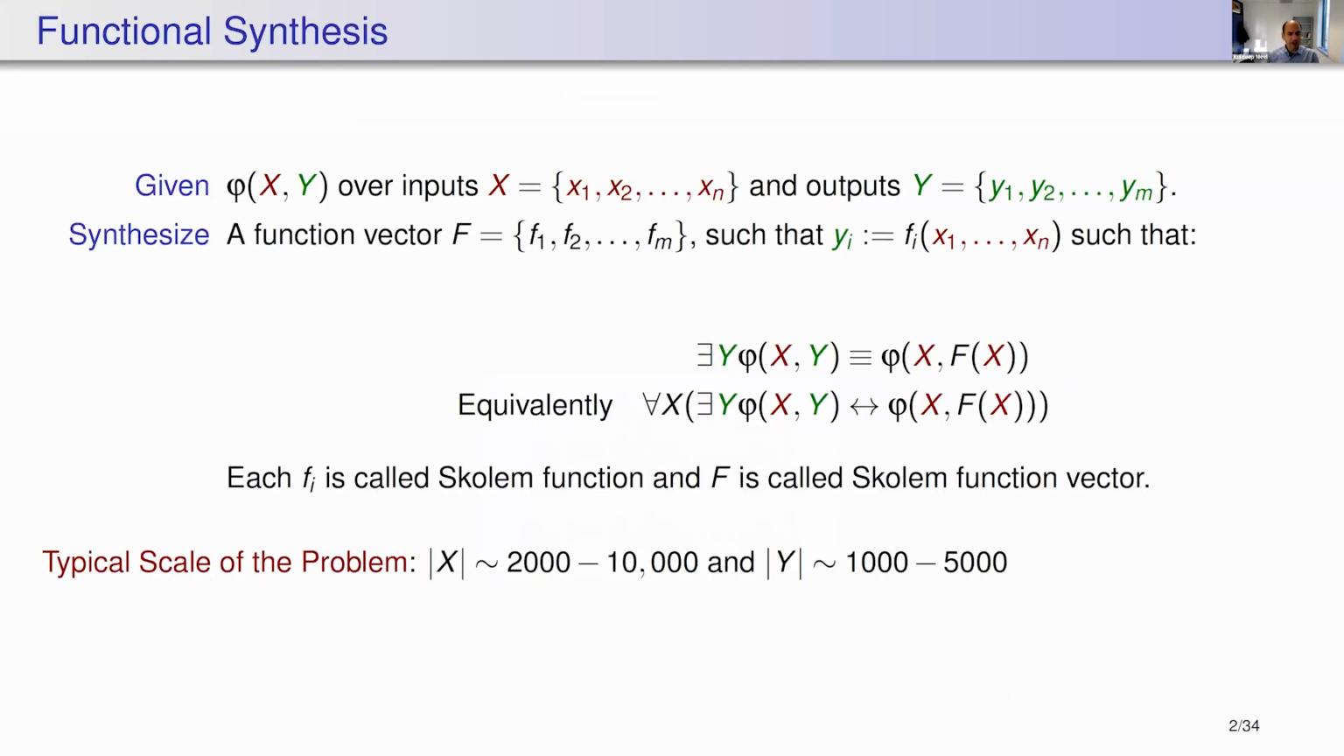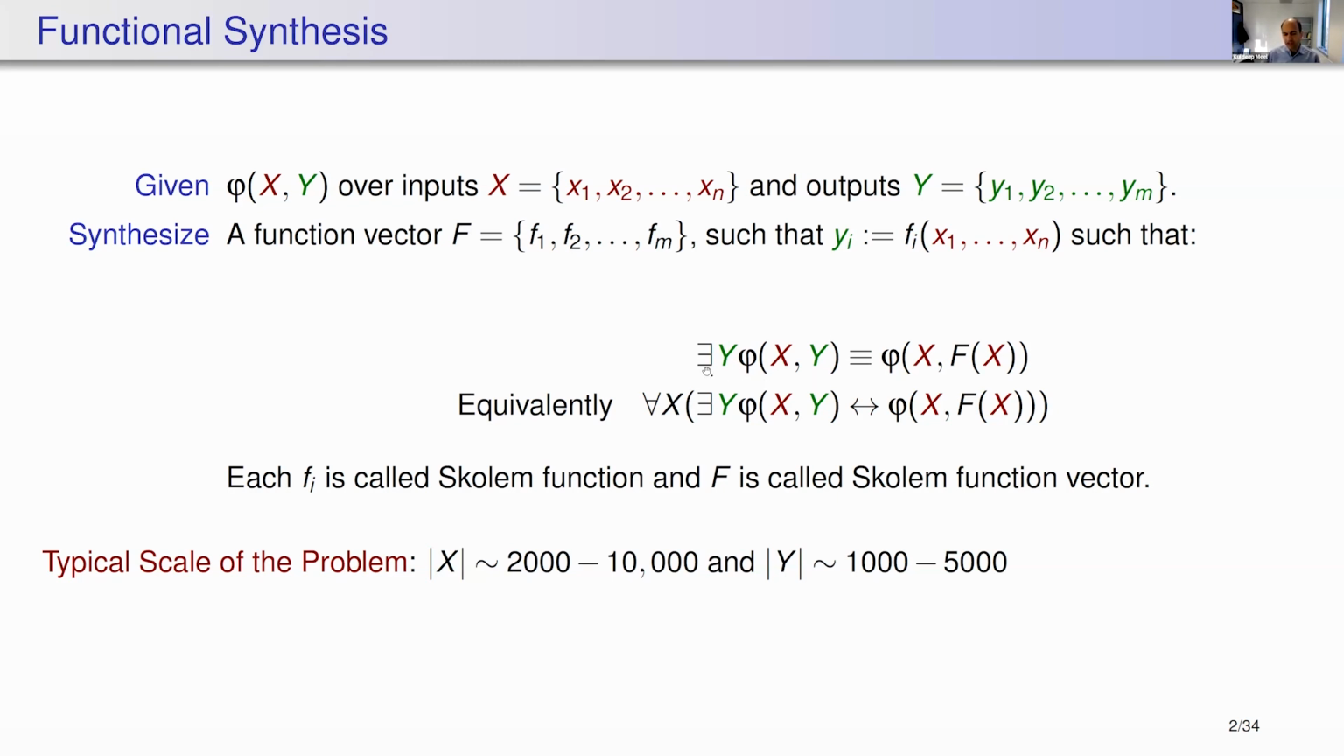Let me state the problem very formally. We are given a formula over two sets of variables, x and y. This is a Boolean formula. We are going to focus the entire problem in the context of finite domain variables, which means that we can just focus on the Boolean setting, which is also what people care about in practice. So we have a Boolean formula over inputs and outputs, and we want to synthesize a vector of functions, f1 to fm, such that what does it mean for these to satisfy the specification?